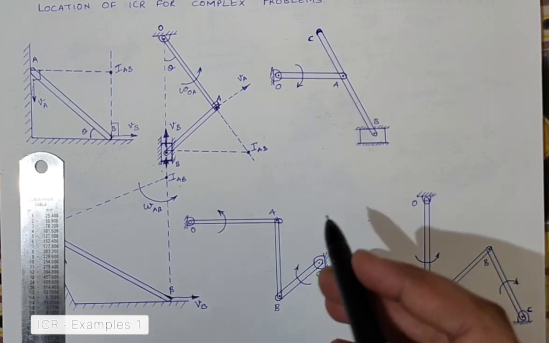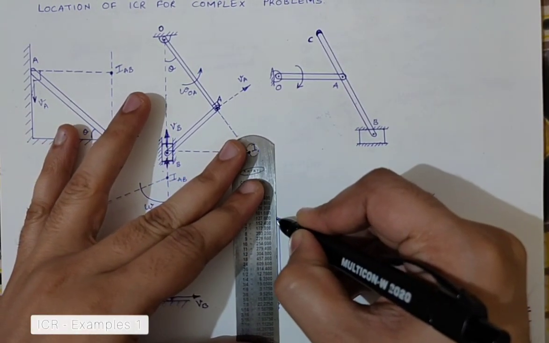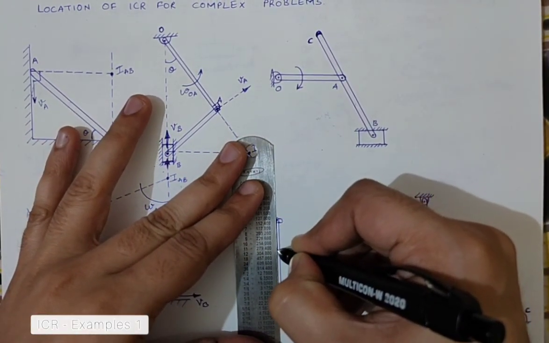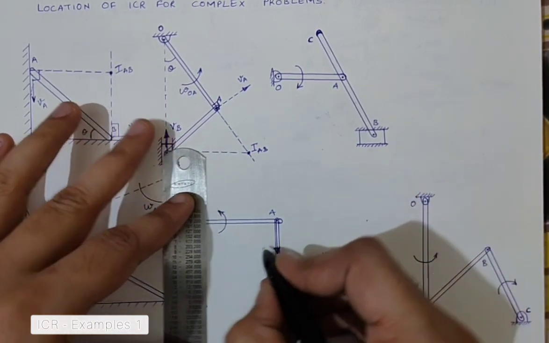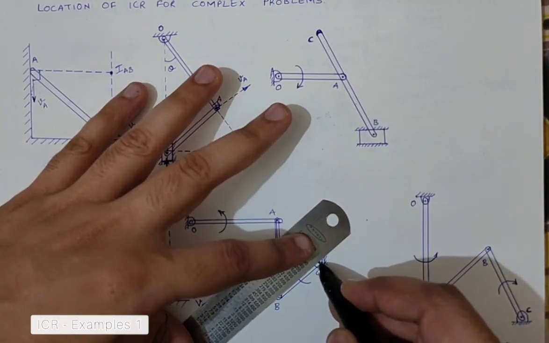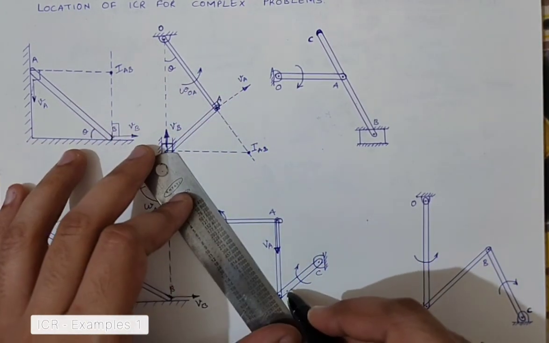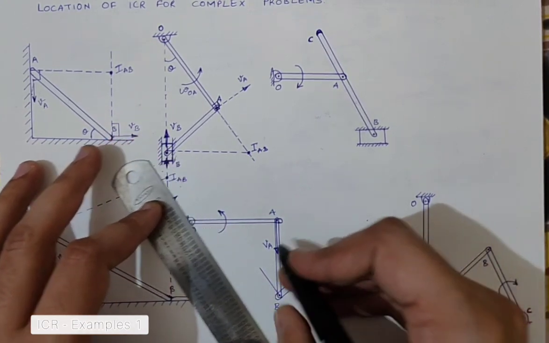From point OA, I would just try and get the perpendicular. So OA is my reference. I will get the perpendicular, which will give me velocity VA over here. And in the same way, this is the link BC, and along that I will just get the perpendicular for VB.